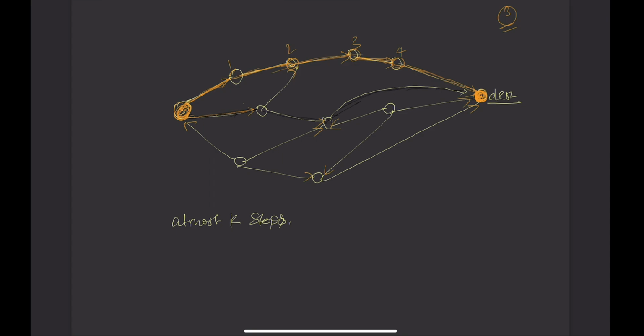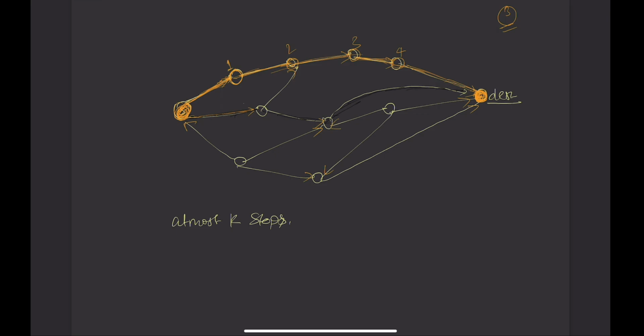So from the source, if I want to go to this node, the number of stops is 1, as well as the distance. So I need to keep both things: what's the distance to reach this node, as well as how many jumps I have taken.